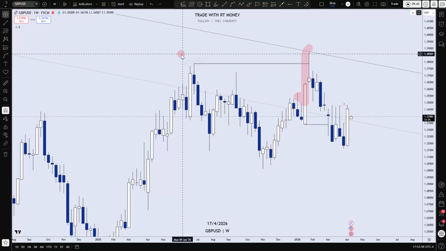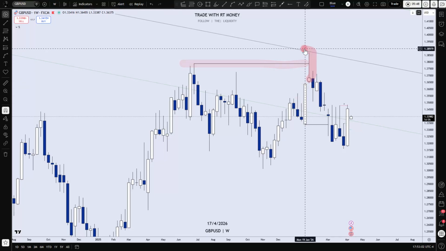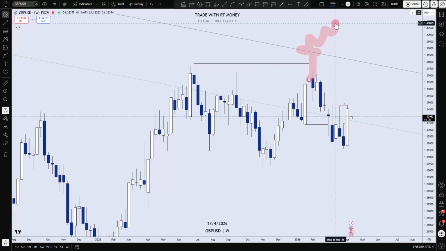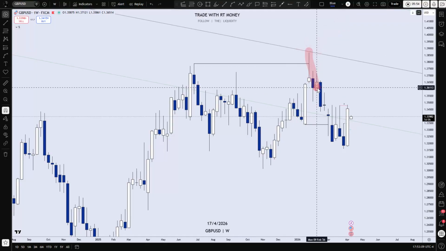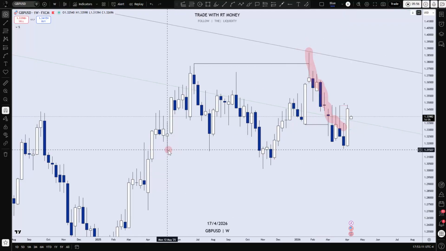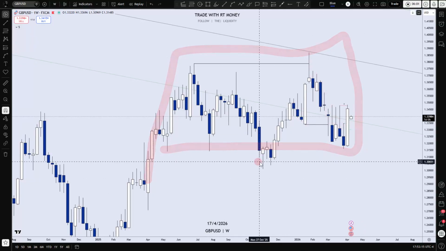We broke that high, right? But it was a sweep. It didn't trade higher. It didn't close up here to indicate that there is more to come, more bullishness to come. No, it swept. And then we're going down to the lows of this trading range, this consolidation.